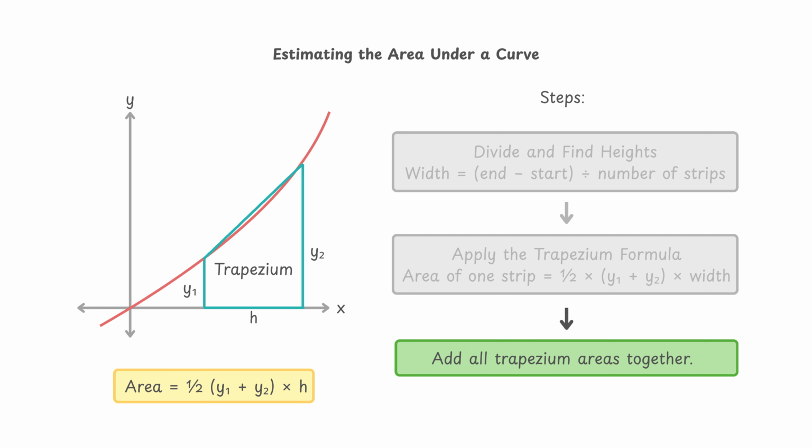So let's bring the steps together clearly. First, divide the interval and calculate the width. Second, find all the y values or heights. Third, apply the trapezium formula to each strip. Finally, add all the areas together. If you follow this structure every time, the process becomes very straightforward. Take a moment to go through each step in your mind, because understanding the order is just as important as knowing the formula.